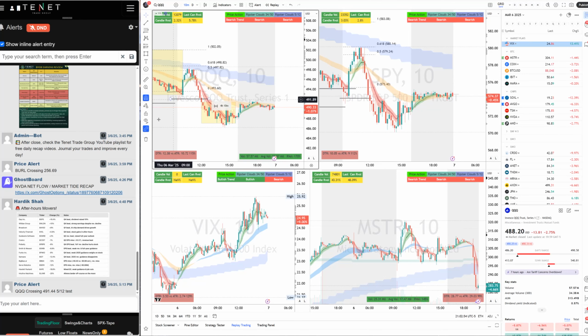So anyways, guys, this was the market recap. This is how we traded in the community, how the traders managed it. And let's go to the next one.